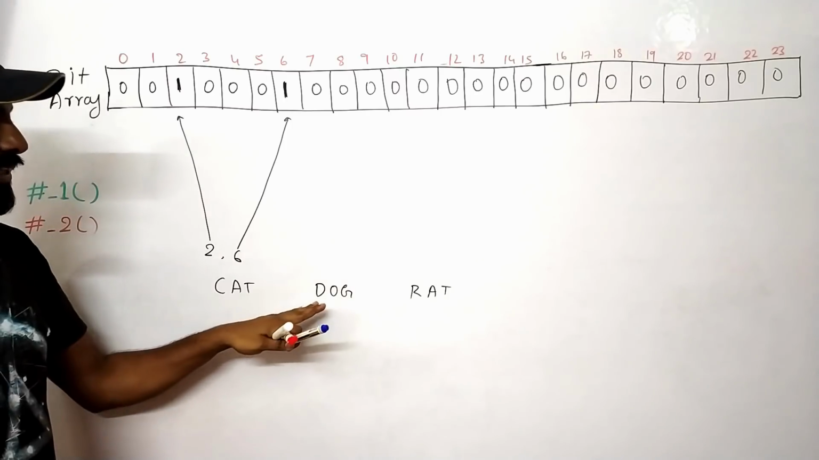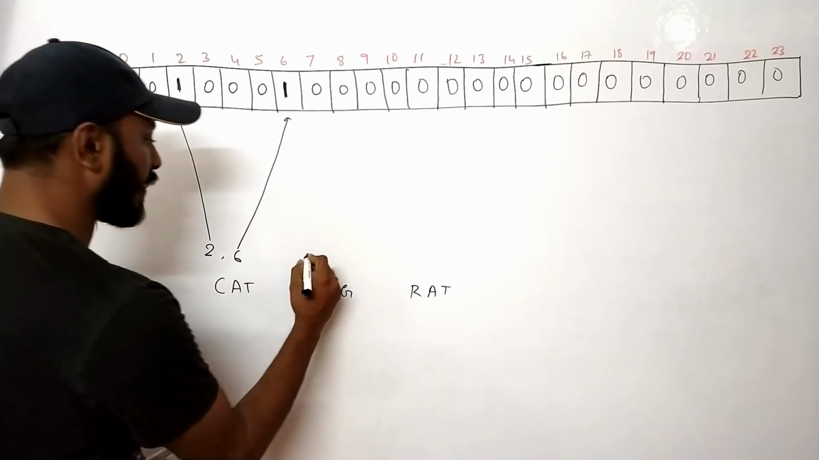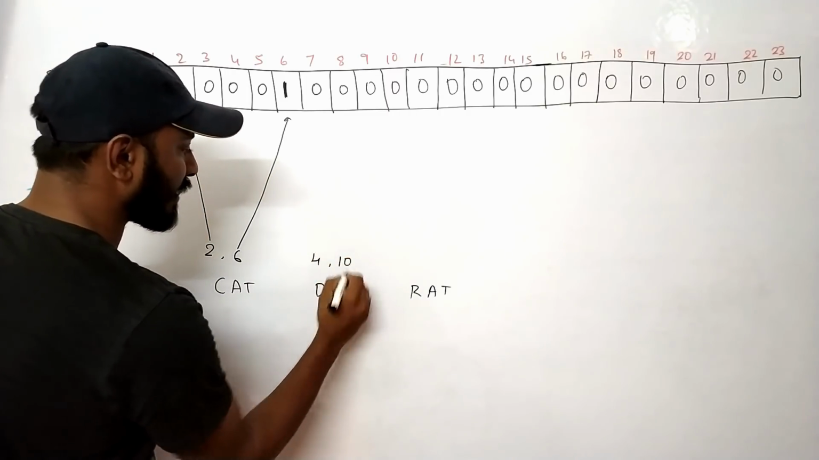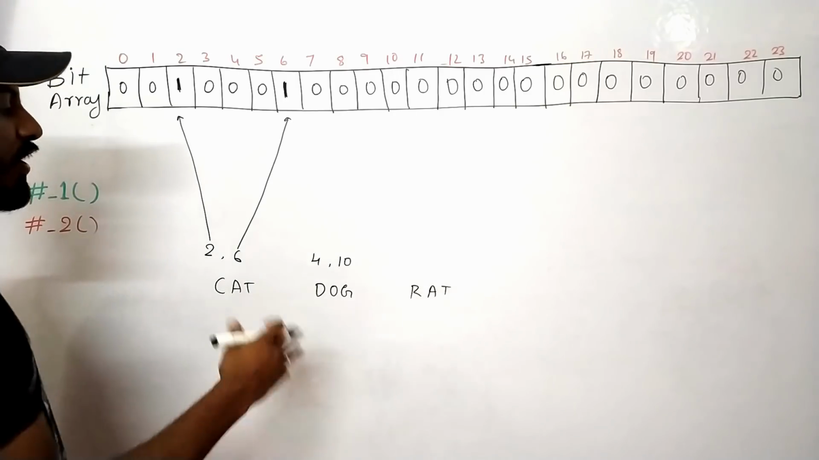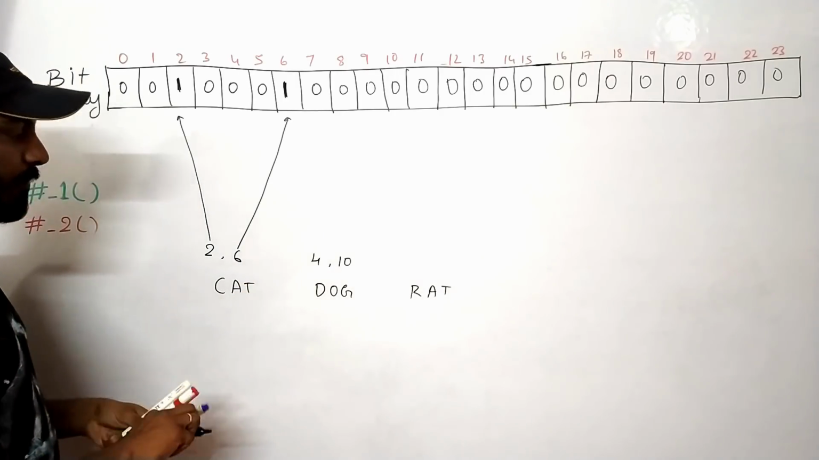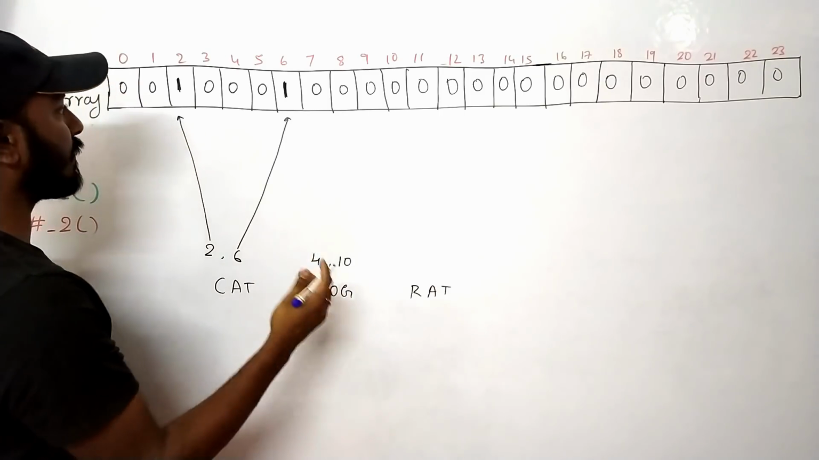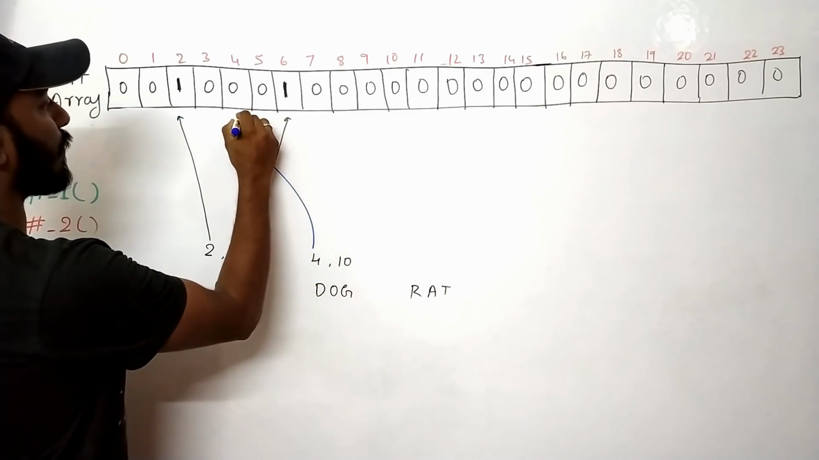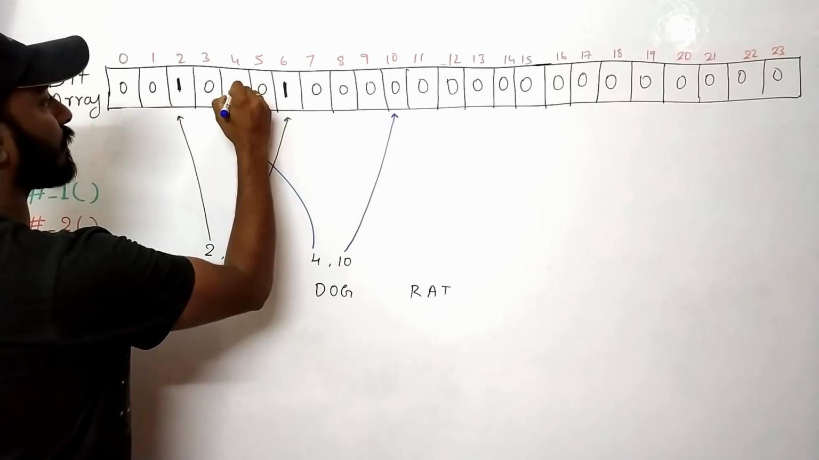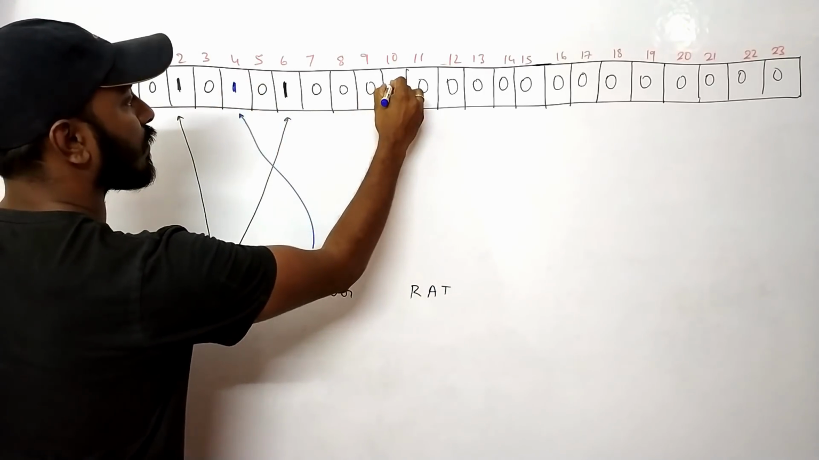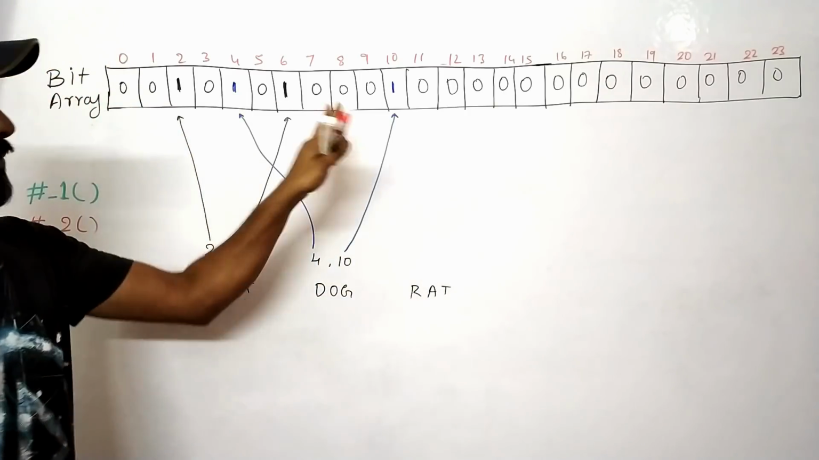Next, let's save dog also into the Bloom filter. Now consider we got 4 and 10 as the output of these two hash functions for the input dog. Now what we need to do is go to these two indexes and set those indexes to the value 1. So we go to 4 and 10 and set the values to 1.